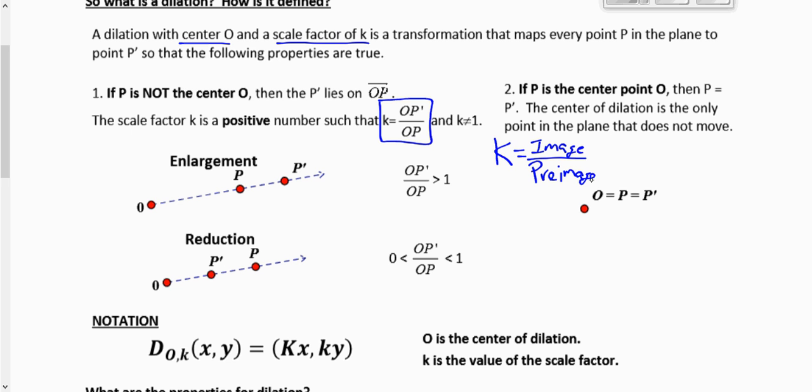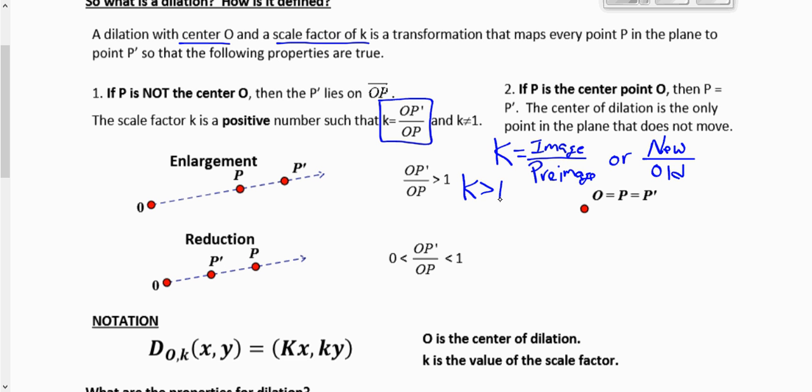Or if that's hard to remember, probably the easiest way for me to remember it is new over old. Whatever the new length divided by the old length, the corresponding one. So here's what happens if this is K, OP prime divided by OP. So that's K greater than 1, so it's an enlargement. The distance from O to P was this far, and now it's even farther. It looks like it's not even a full doubling, maybe it's an enlargement of 1.5 or something. It's hard to tell, okay?